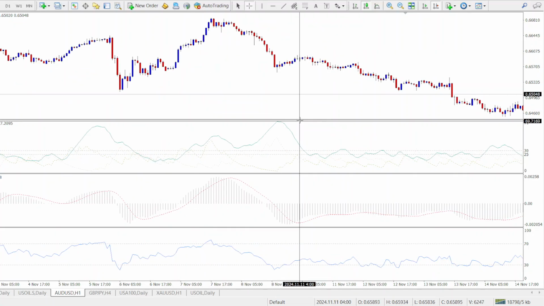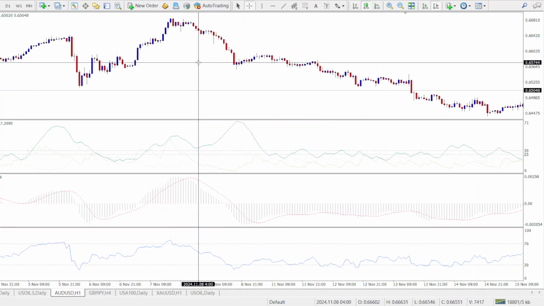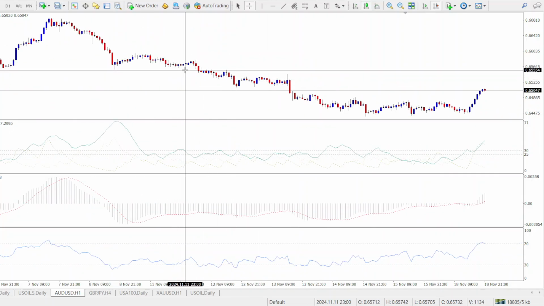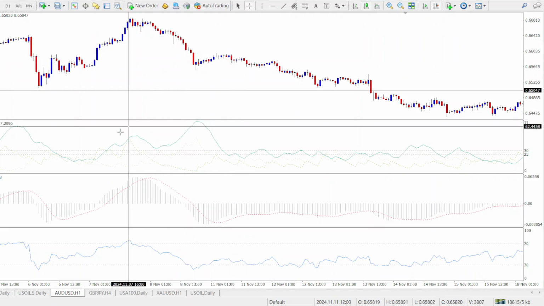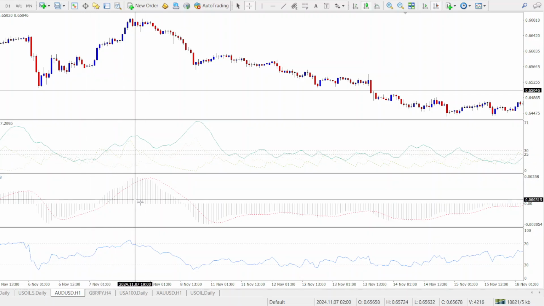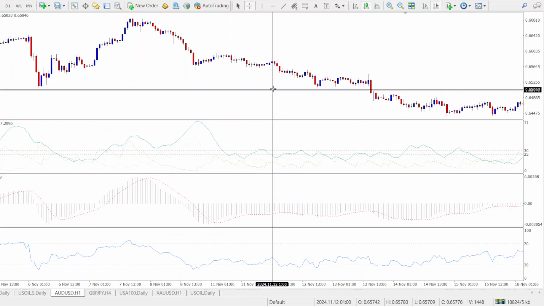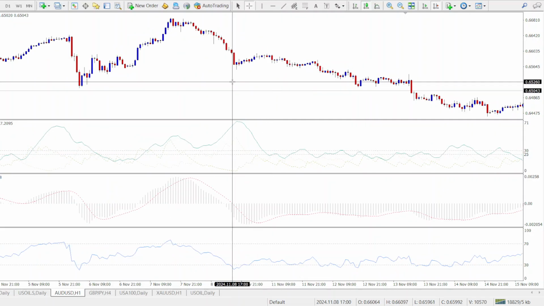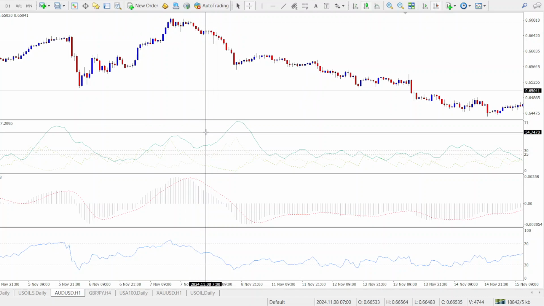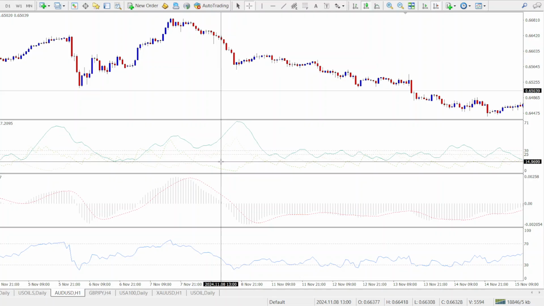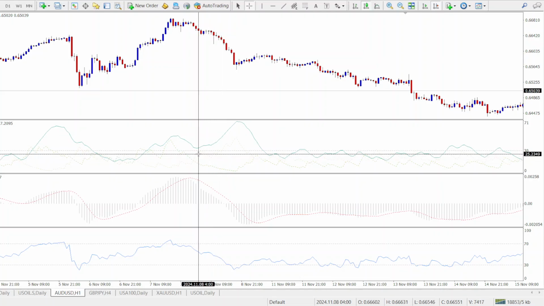Now the reverse is the case for a sell setup. It is not exactly the case for the ADX, but the reverse is the case for the MACD and the RSI. Meaning, when you are looking for a bearish setup, you need to find the ADX still above the 25 or above the 30.